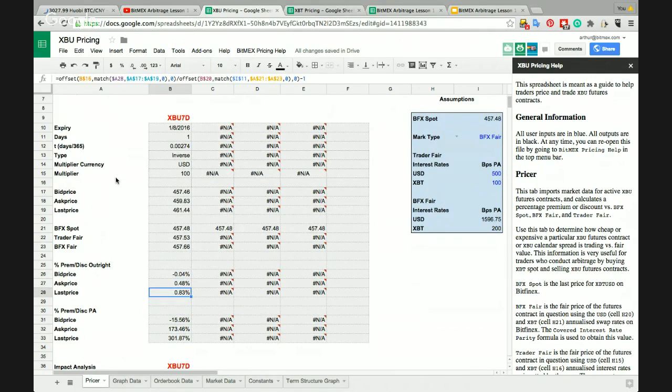Now, as I said before, because we don't have this quadratic effect in US dollars, we just want to look at the premium or discount of this future versus spot, or the spot with the implied interest rate that we use as a trader. And we'll come back to using these rates to determine arbitrage strategies in the next lesson.